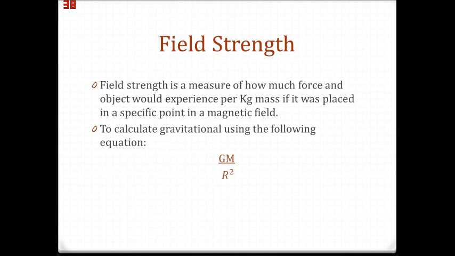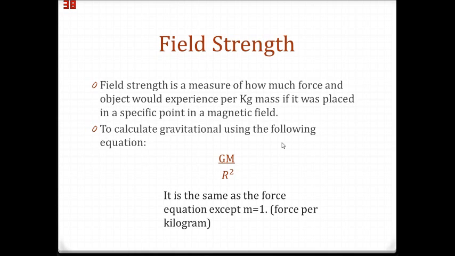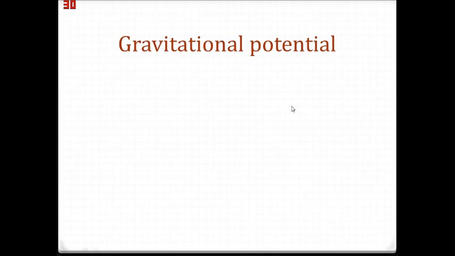And it can be calculated by using the equation GM over r squared, because what you're essentially doing is removing the little m from the previous equation and replacing it with 1. So yeah, I've just written that there.